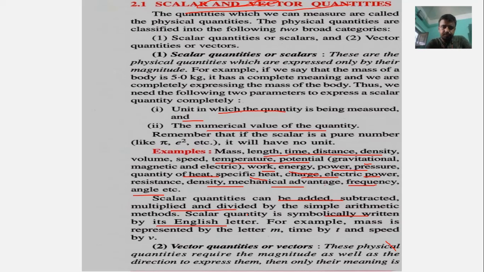Okay. Then we should come to vector quantities. What are vector quantities? These physical quantities require the magnitude as well as direction to express them. If you want to express them, then only their meaning is complete. Okay. If you are attaching direction to a scalar quantity, okay, scalar quantity is what? The thing that we can describe by magnitude.